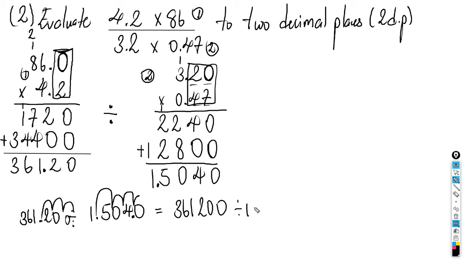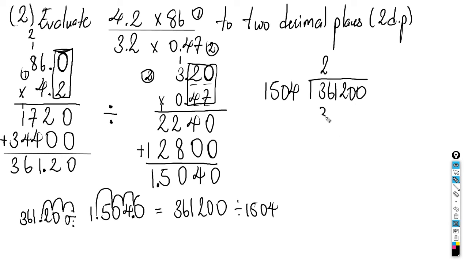divided by 1504. Cool. All right, so let's just do that one up here then. 1504 divided by 361200, right? All right, guys, so let's get going with this. So 1504 can go into 3612 times, right? So 2 times 1504 would be 3008, right?